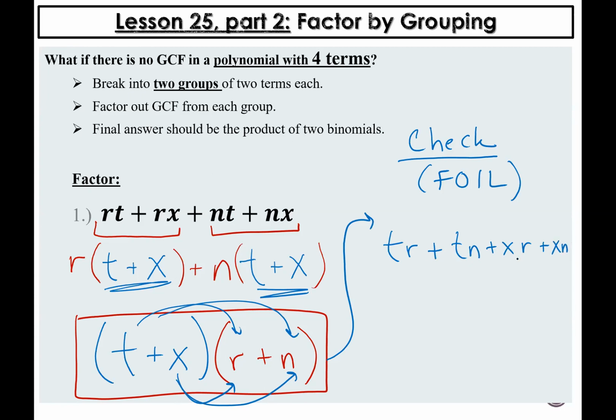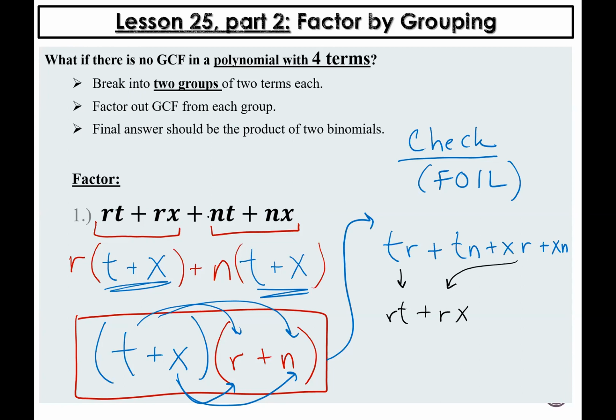Okay, so does that look the same as the original problem? I mean, yes and no, right? So there's some rearranging we can do. Instead of TR, we know that that can be written as RT if we wanted to. And let's see, do we have an RX term? I mean, we kind of do right here, XR. I can write it as RX. So I'm doing some rearranging of the order here, which is fine. That's called the commutative property. So I can definitely rearrange the order and the answer is still equivalent.